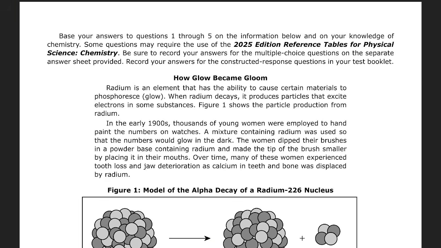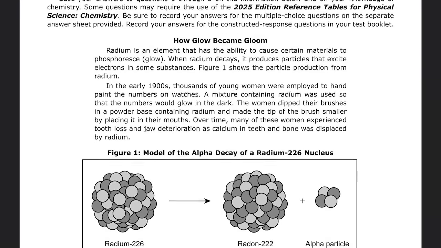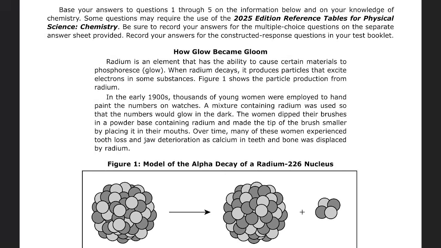In the early 1900s, thousands of young women were employed to hand paint numbers on watches. A mixture containing radium was used so that the numbers would glow in the dark. The women dipped their brushes in a powder base containing radium and made the tip of the brush smaller by placing it in their mouths. Over time, many of these women experienced tooth loss and jaw deterioration as calcium in teeth and the bone was displaced by radium. All right, so a lot of information there.